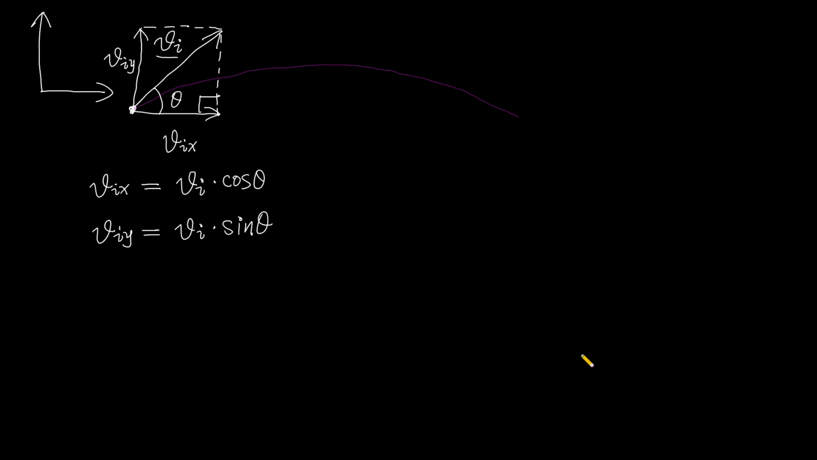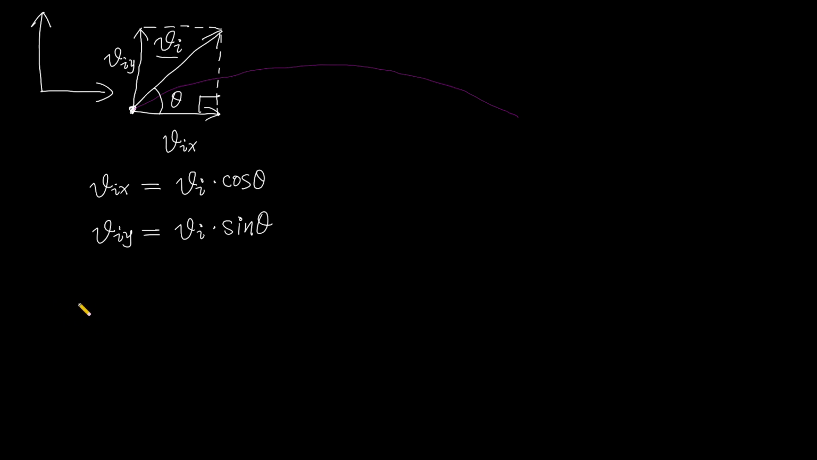Now we introduce some formulas for projectile motion. We already said that the projectile motion is a 2D motion, and it is a combination of two independent one-dimensional motions. These two motions are, one is the horizontal motion and one is the vertical motion. And the horizontal motion has a constant velocity and the vertical motion has a constant acceleration.